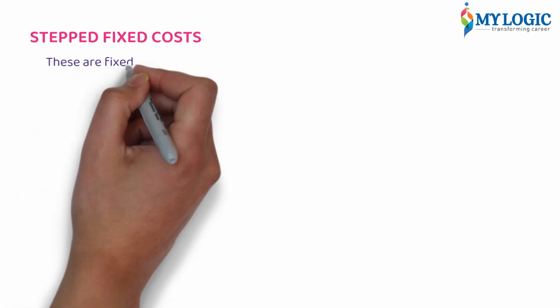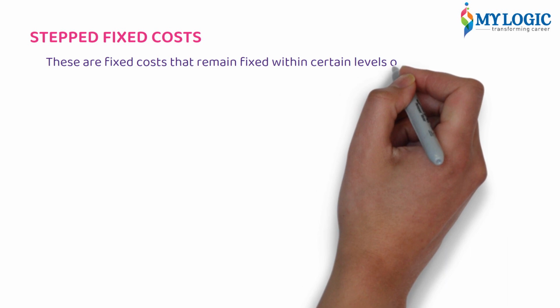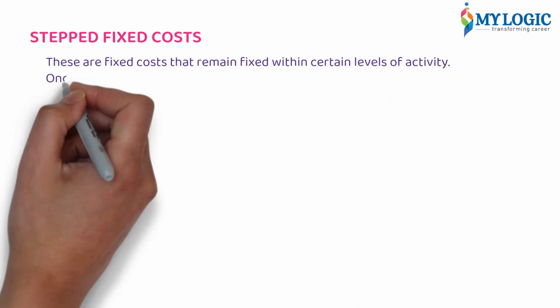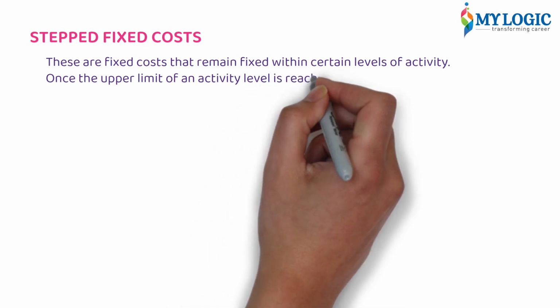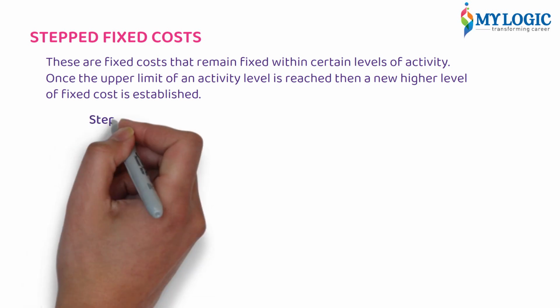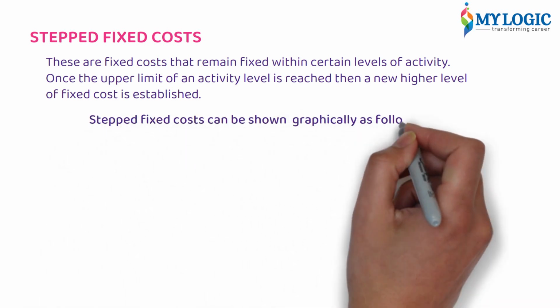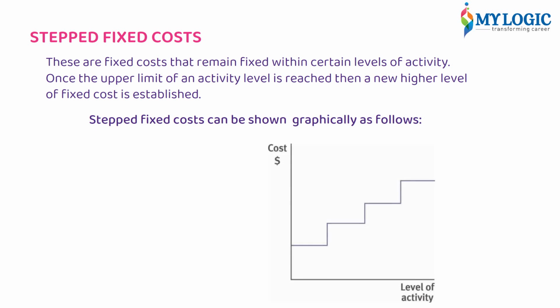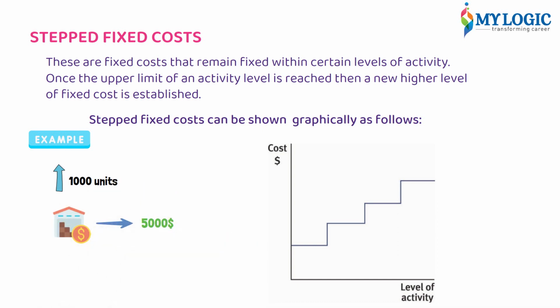Stepped fixed costs. These are fixed costs that remain fixed within certain levels of activity. Once the upper limit of an activity level is reached, then a new higher level of fixed cost is established. Stepped fixed costs can be shown graphically as follows. For example, up to 1,000 units, storage cost is $5,000. But when the production moves higher than this limit, say 1,110, the fixed cost might step up to $7,000.